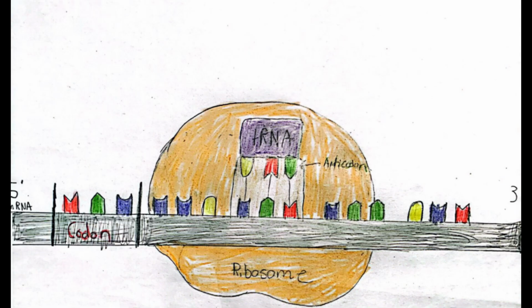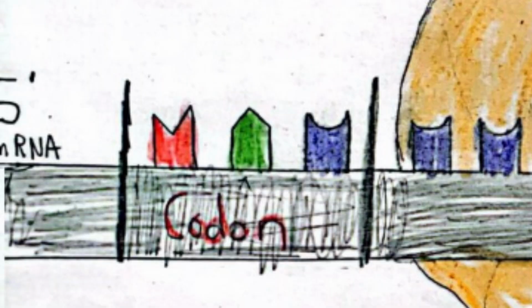The mRNA leaves the nucleus and enters the cytoplasm, where ribosomes begin reading genetic instructions. Here, another type of RNA, transfer RNA or tRNA, helps build a protein by bringing in amino acids. Each set of three bases on the mRNA forms a codon, which corresponds to a specific amino acid.